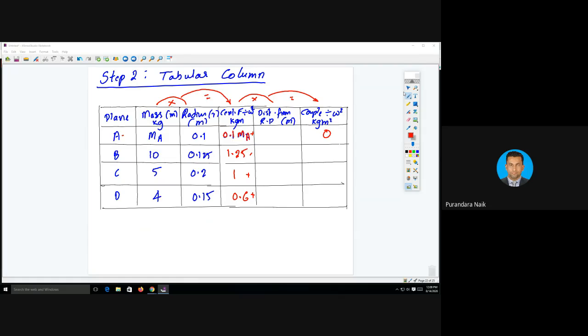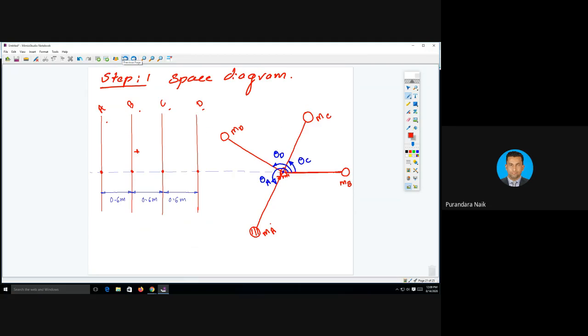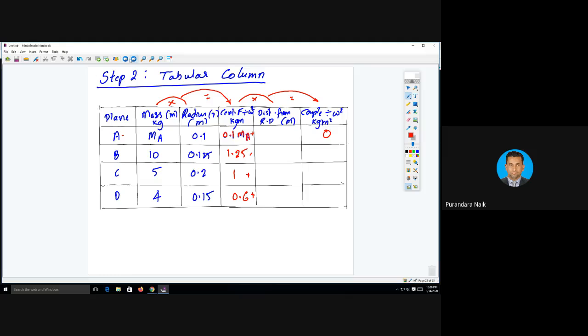So the reference mass, go to the previous slide. The reference plane is R, P as A, and you take positive distance on the right side, negative distance on the left side. Okay, now the tabular column.